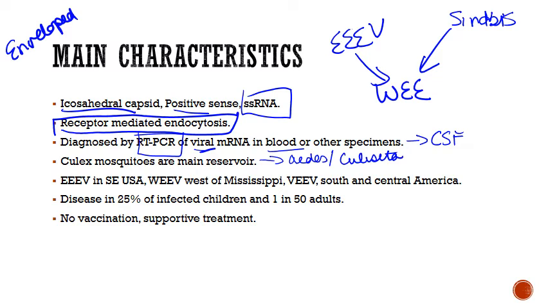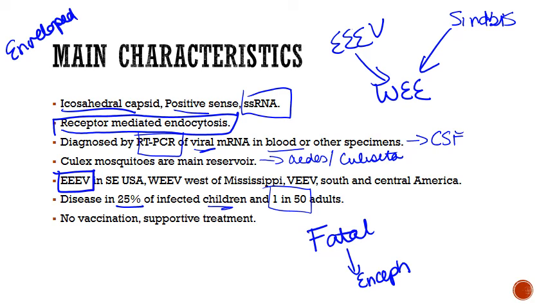The disease occurs in about 25% of infected children, but only in about 1 in 50 adults. The encephalitic phase of this disease, though, is often fatal. It actually has kind of a higher mortality rate. The initial presenting systemic phase is typically characterized by fever and chills and aches and pains that we associate with some of these. And that normally lasts for 1 to 2 days. If it moves into the encephalitic phase, you're going to see drowsiness, tremor, and seizures.